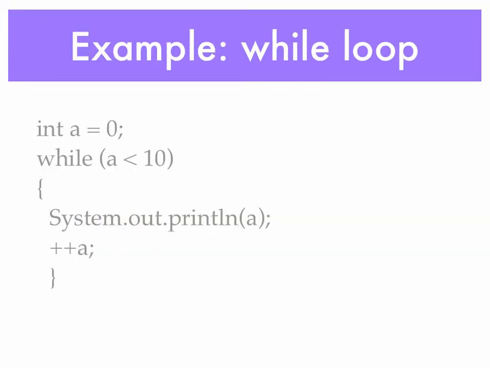Here's an example of a while loop. I've got an int a, I give it a value of 0. As long as a is less than 10, I'll go into the body of my loop, and in this body, I will print out the value of a, go to the next line, and then increase a. So this while loop will execute 10 times. It'll print out the values 0 through 9 to the screen.